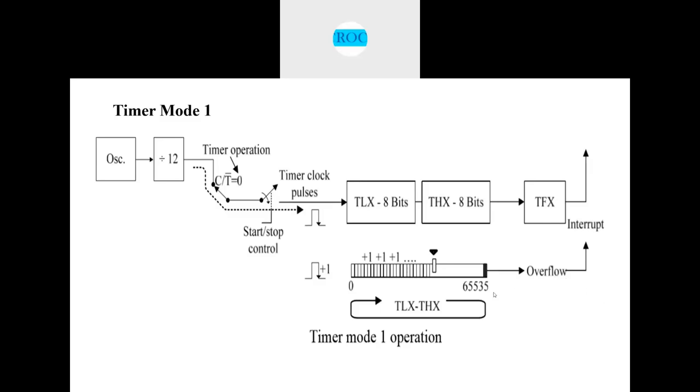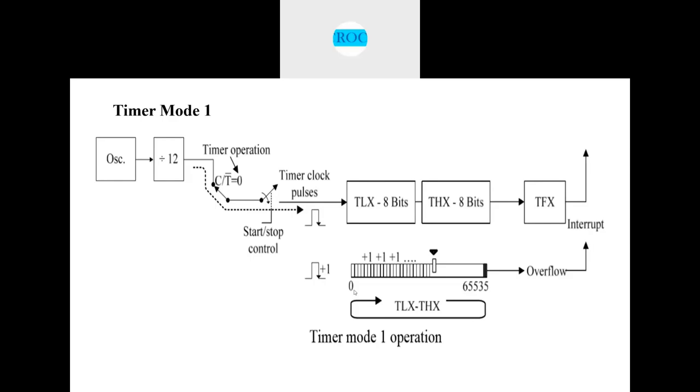And whenever the timer value reaches FFFFH in hexadecimal, the timer will reset and it will set the overflow flag. The overflow flag will be set. If the interrupt is also enabled, it will raise an interrupt there. Everyone understood? This is about the timer mode 1 operation.